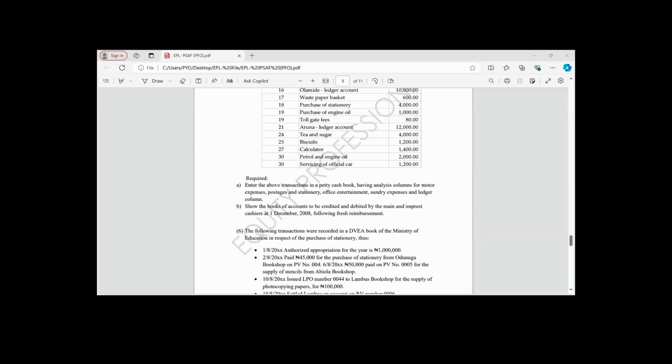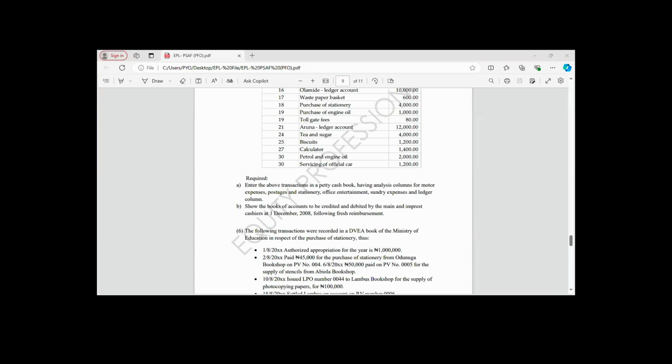All right, sir. The next one we are looking at is the imprest holder cash book, which is the same as the petty cash book. Is that clear? What is the column for this?